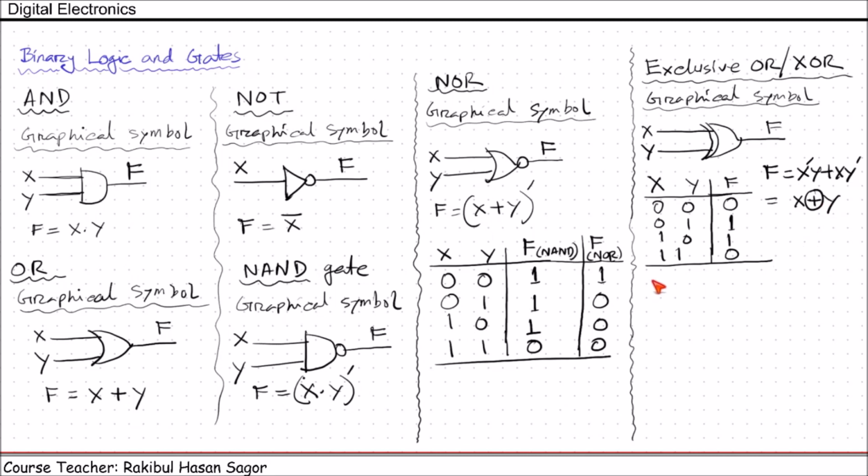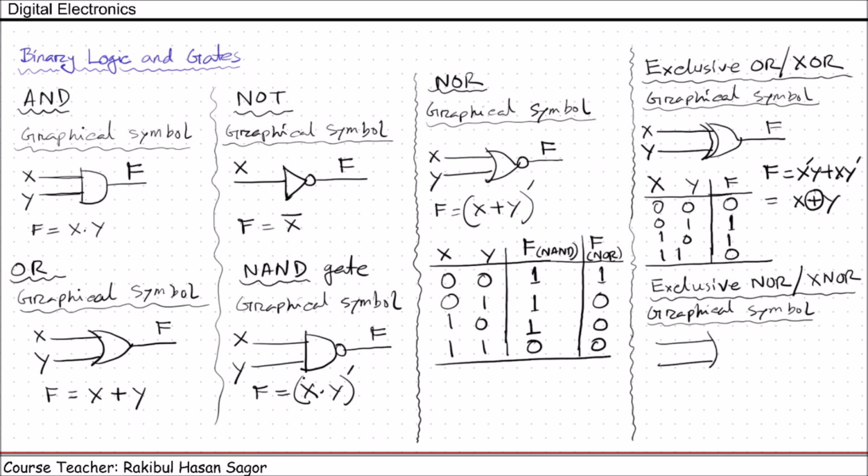Finally, we have another type of gate, that is exclusive NOR gate. Sometimes it is expressed as XNOR. The graphical symbol of XNOR gate looks like this. It's quite similar to that one, we have two inputs, and there will be a bubble here. So X, Y, and the function is F.